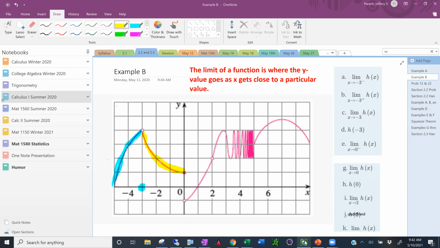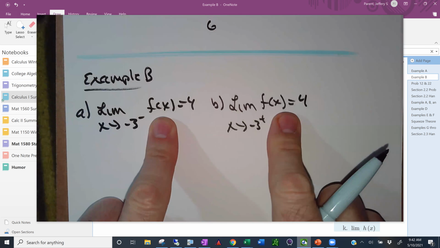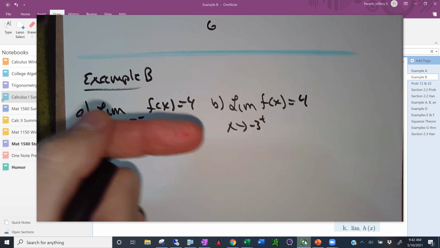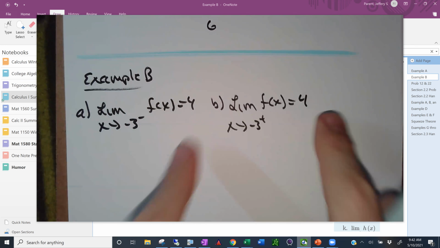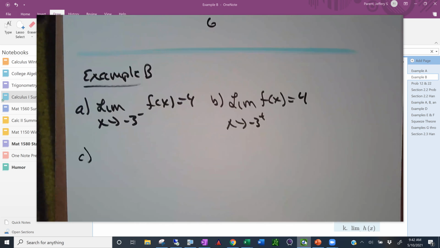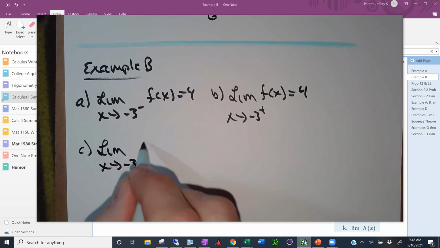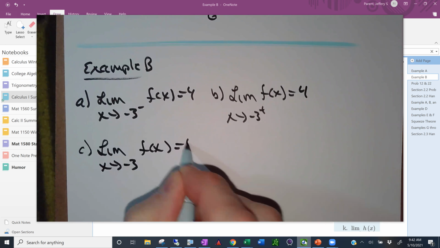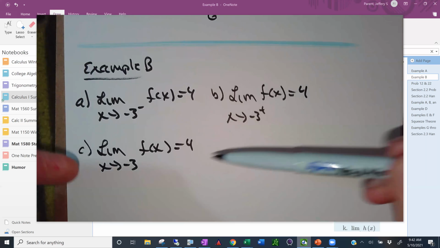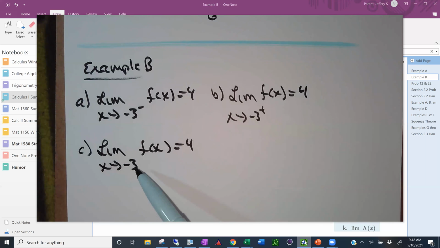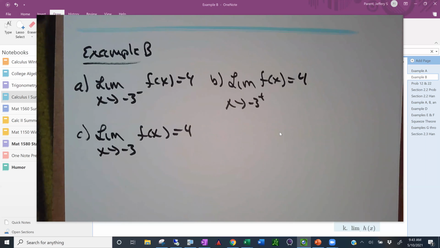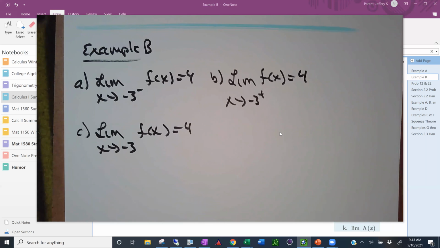Now notice both of those two were the same. The limit from the left and the limit from the right actually match. And that allows us to do this. The limit as x approaches -3 of f of x is also 4. What's different about this as opposed to parts A and B? It doesn't have a plus or a negative sign on the right. Perfect. Thanks, Michelle. It doesn't have the plus or minus.